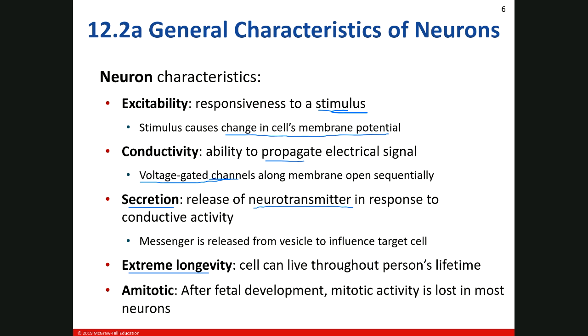Extreme longevity: pretty much most of the neurons that you're born with, you keep all throughout your life. They do not divide past the point where you are done developing. Those neurons that you have are the ones that you carry with you for the rest of your life. Neurons are considered to be amitotic. They're not considered to divide. Certain cells will divide, but neurons do not, except there are always exceptions to the rule, and we'll talk about that in extreme cases. There are some neurons in certain parts of your central nervous system that actually do divide.